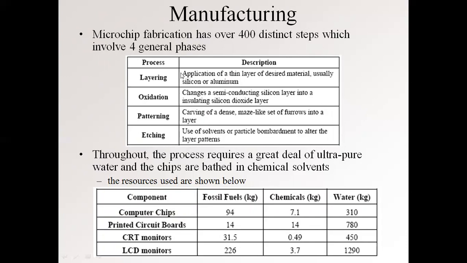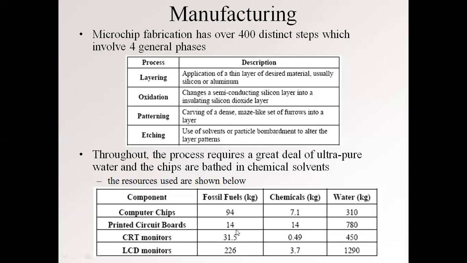In layering, a thin layer of the desired material, usually silicon or aluminum, is applied. The oxidation process changes the semiconducting silicon layer into an insulating silicon dioxide layer. Patterning means carving a dense mesh-like set of furrows into a layer. Etching uses a solvent or particle bombardment to alter the layer pattern. So these are the steps used in microchip fabrication.